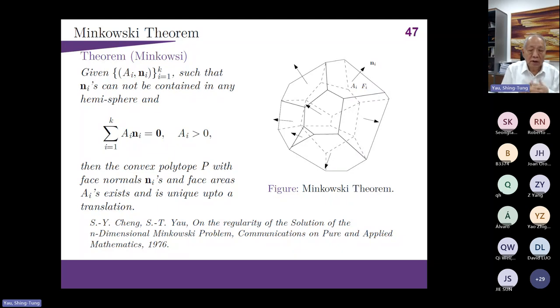So the Monge-Ampère equation actually has deep roots in differential geometry. There's a famous Minkowski problem asking whether we can determine a convex body by its Gauss curvature. In the discrete case, the Minkowski problem can be formulated as whether one can determine the shape of a convex polyhedron by its face areas and the normals. Minkowski himself proved the existence and the uniqueness using a variational approach.